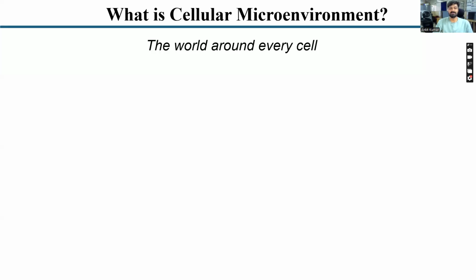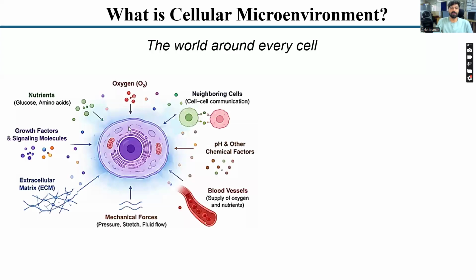Every cell carries almost the same DNA. Yet all of these cells do not behave in the same way. Some cells divide rapidly, some cells remain inactive, some migrate, while others may even die. The reason behind these different behaviors is that every cell lives in its own unique, local environment. So we can define that the immediate environment surrounding a cell is called the cellular microenvironment, right? And that is the world around the cells.